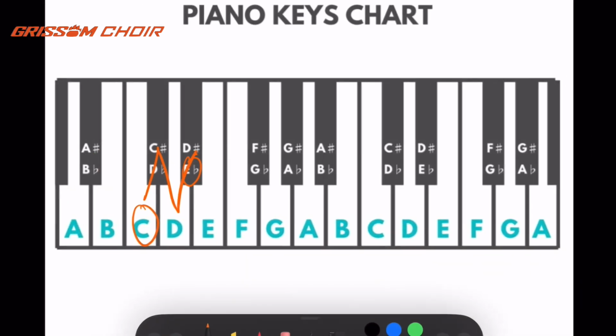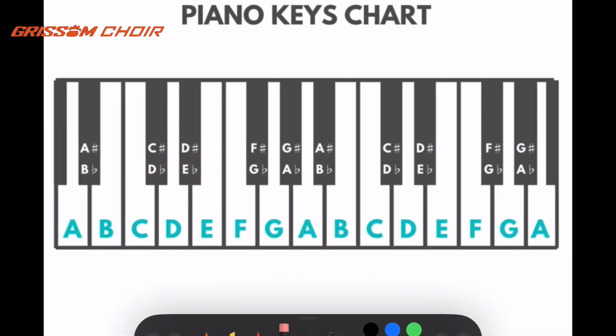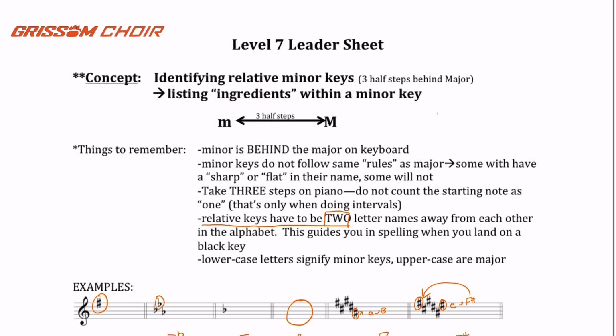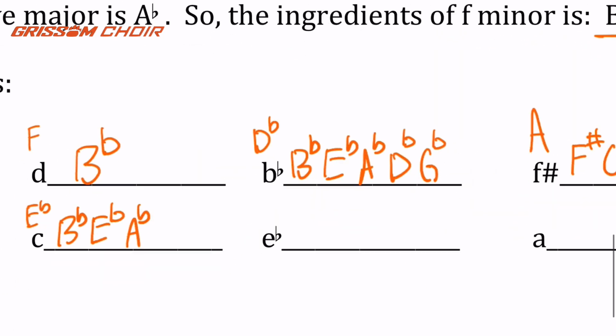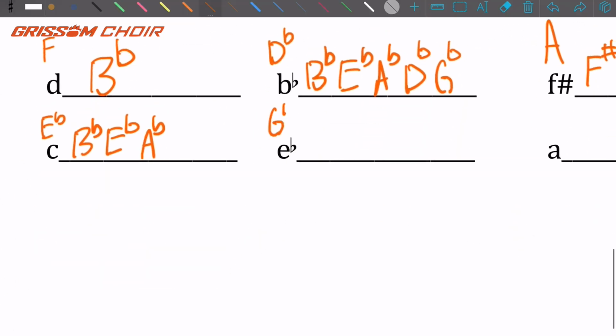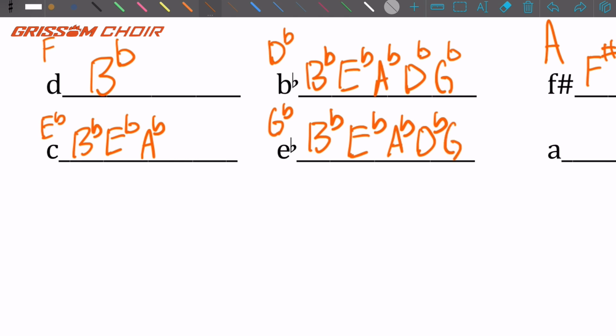E flat minor, go back to our piano, find E flat, go up 3 half steps. It would be G flat major. G flat major. List the flats: B flat, E flat, A flat, D flat, G flat. Go one past it to C flat. 6 flats in the key of E flat minor and G flat major.